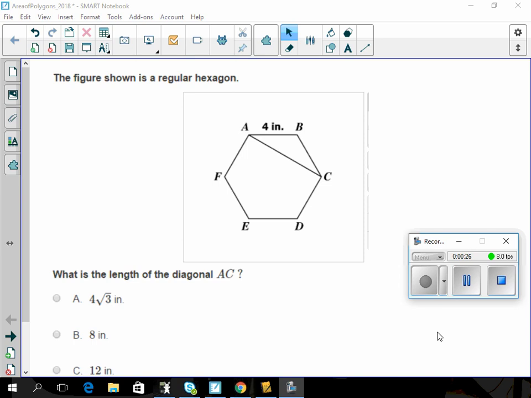They are in that TestNav. You remember that's the computer program that you take the SOL on. And I've just kind of screenshotted them so we can look at them here together, okay? They're both multiple choice questions.